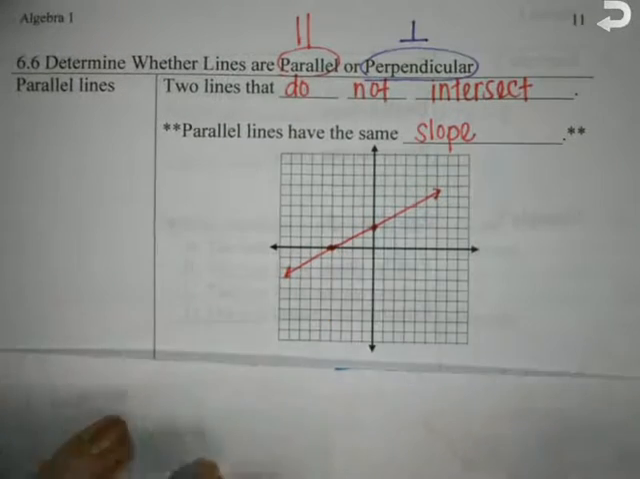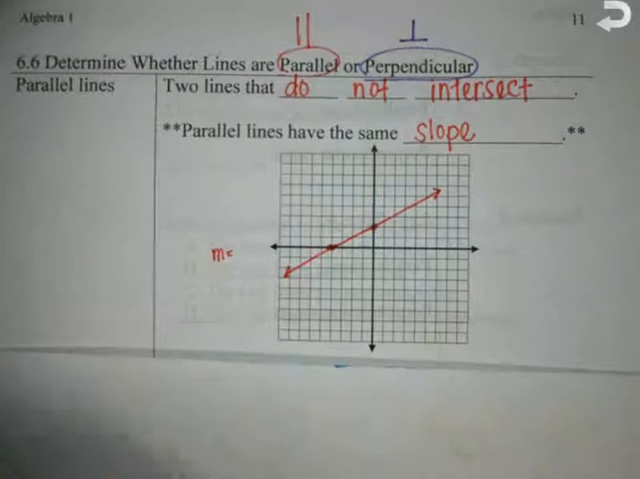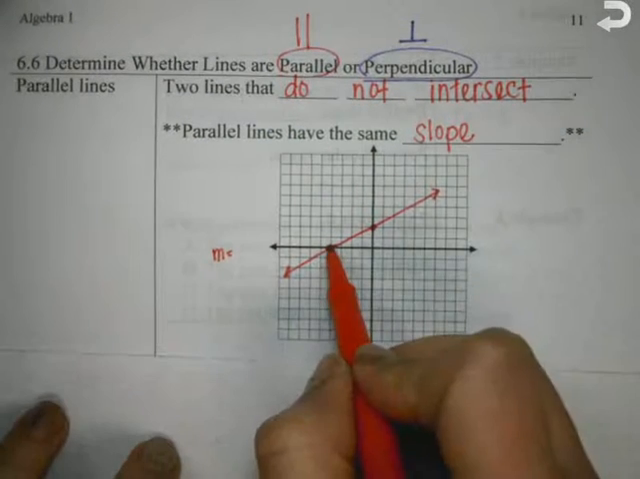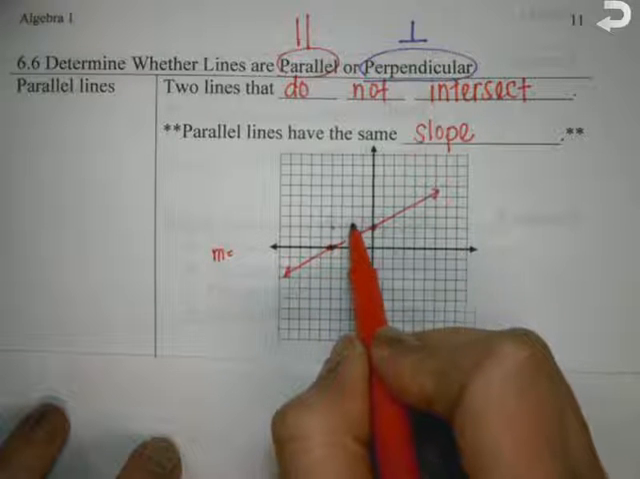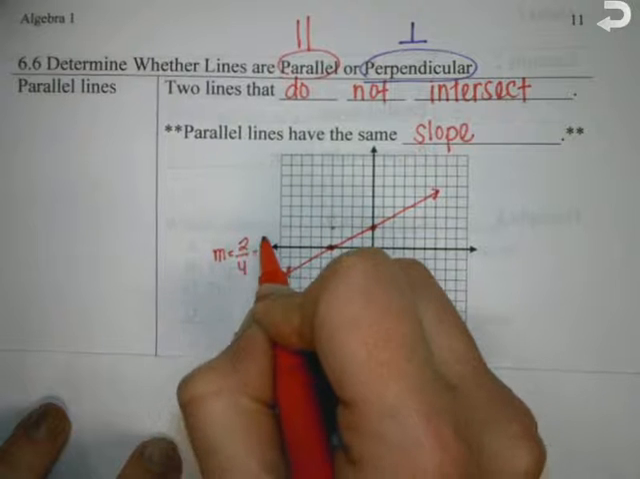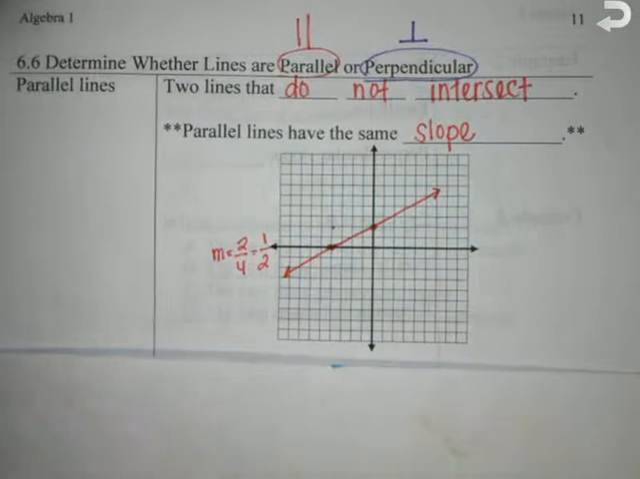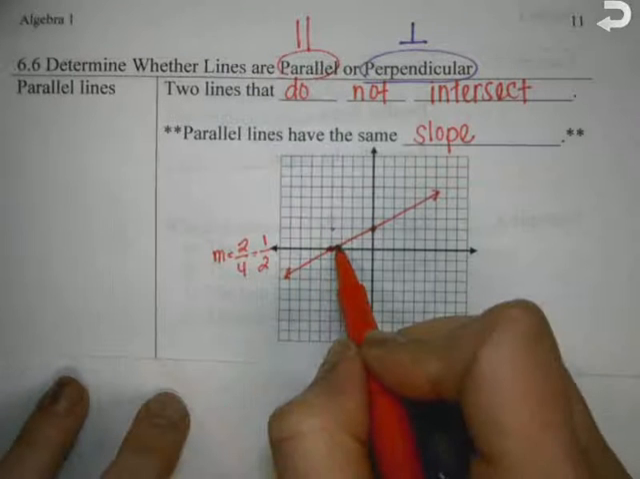So what do you guys want the slope to equal? Something easy. Well, we have to count this slope, right? Up 2, over 4. This is the same as 2 over 4, which is 1/2, right? So we need to draw a line that has the same slope. So what about something like this?